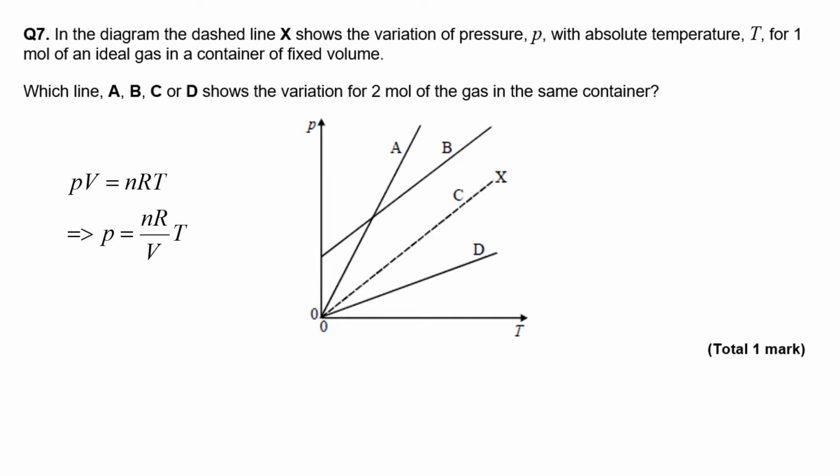So again, bringing up this equation, PV equals nRT. We've got pressure on the y-axis, so I'm going to make P the subject. We've got T on the x-axis, so that's going to be separated. So our gradient is nR over V. So we know that R and V are constant because it tells us. So if we double n, we're going to double the gradient, which looks very much like A. So it's still directly proportional, but it's double the gradient.